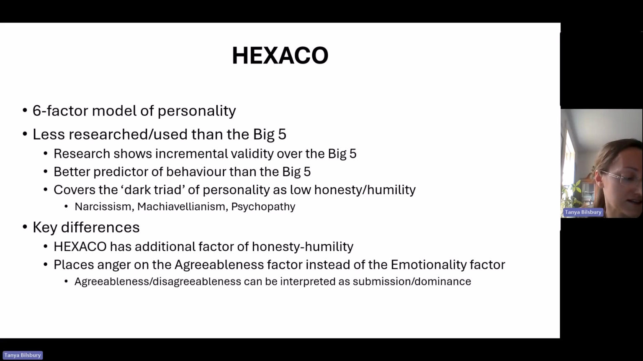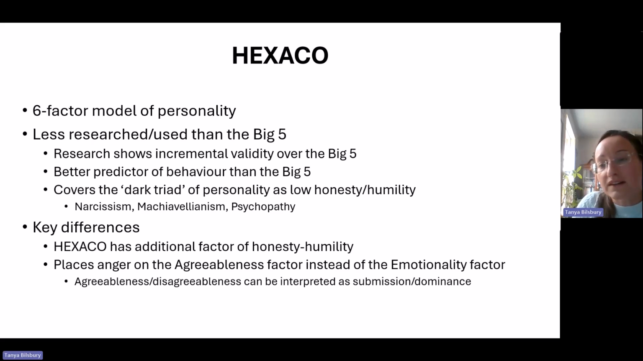The HEXACO is much less known. I think it only got like a line in your textbook. But if I were going to be doing a research study and I was testing personality, I would not use the Big Five. I would definitely use the HEXACO because it's more valid. And it also does a better job of covering these dark sides of personality. There's a dark triad of personality factors like narcissism and Machiavellianism, psychopathy. And this test would actually pick up on that, not as low agreeableness, but rather as low honesty, humility.